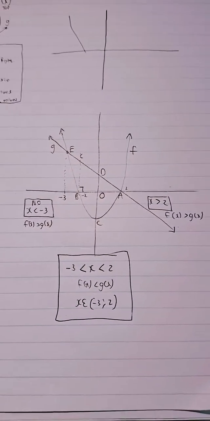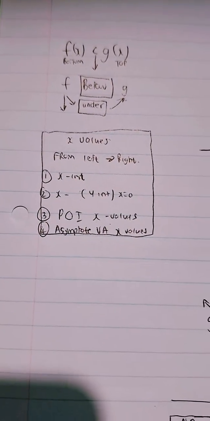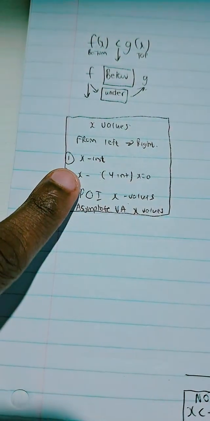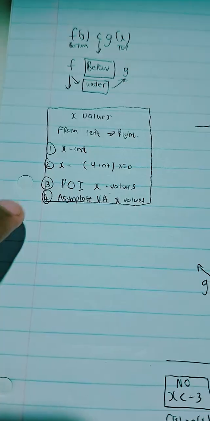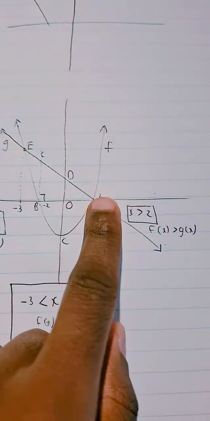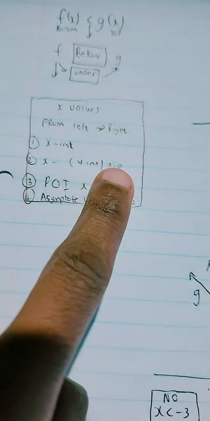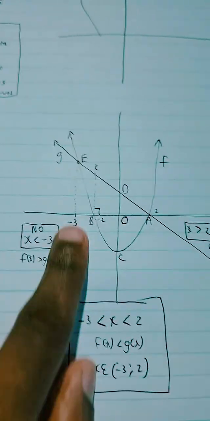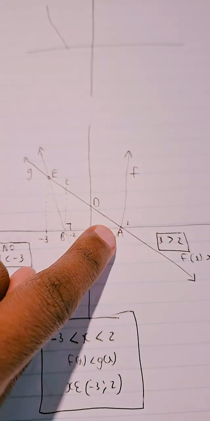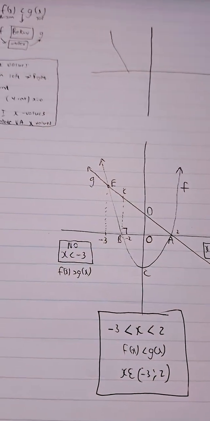So please, guys, this is what you need to write the answer. You need your X values along the X-axis for the X-intercept, the Y-intercept, the point of intersection, and the asymptote if an asymptote is available. Here, no asymptote. We have the X-intercepts, negative 2 and 2. We have the X value for the Y-intercept, it's 0. We have the X value for the points of intersection. The X value for this one is negative 3. The X value for this point of intersection is 2. Now we are ready to read the answer.